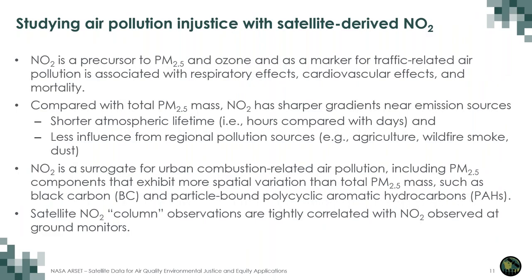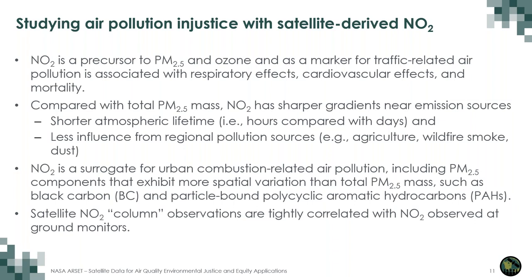So to study air pollution and justice with satellite-derived NO2, why do we want to use satellite-derived NO2? NO2 is a precursor to PM2.5 and ozone, so we care about it. If we want to reduce both PM2.5 and ozone, we have to be thinking about NO2 and its precursor NOx emissions. And NO2 is also a marker for traffic-related air pollution, which is associated with respiratory effects, cardiovascular effects, and even premature mortality. So there's a range of health outcomes that we're concerned about when it comes to nitrogen dioxide.